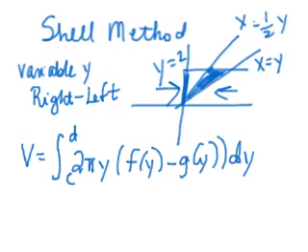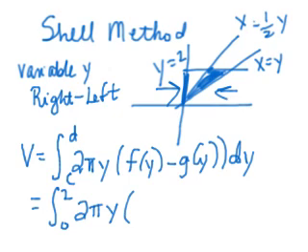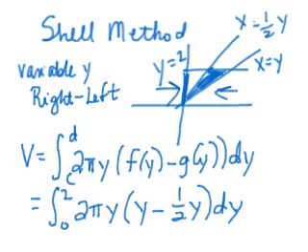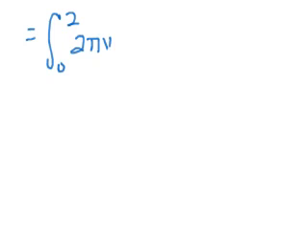So we would substitute this in, and you're going to notice no squaring. So 2 pi y, we have f of y, so the right side is y, the left side is 1/2 y dy. Now before we can integrate, we need to subtract and distribute that y on the outside. So what we have now is 0 to 2, 2 pi y times 1/2 y dy.